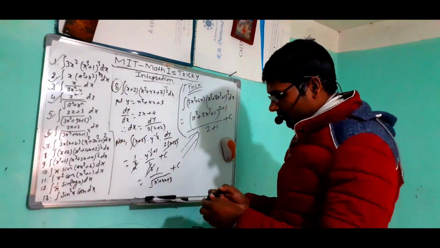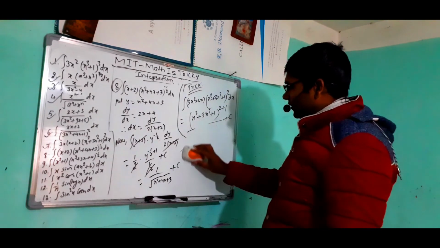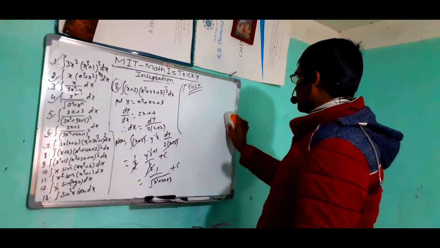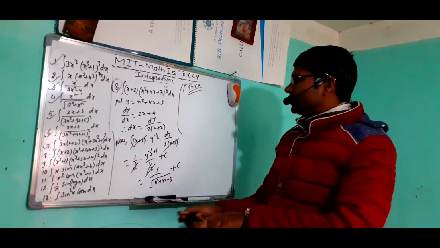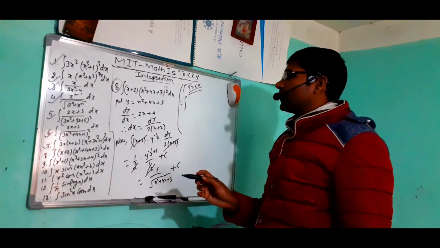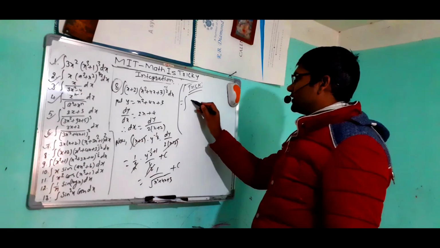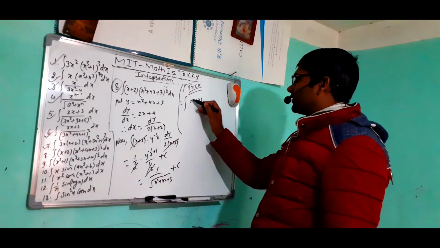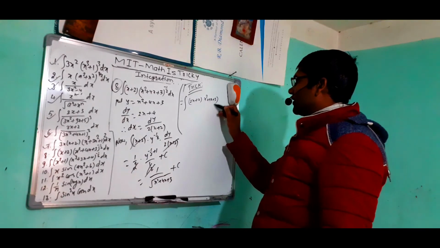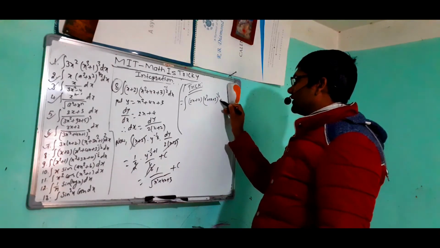That's it. Now let's see how we can solve the same problem by the trick method. By the trick method also we can solve that. So now, as before, you just write the derivative of the base first. It is 2x plus 4, and then (x square plus 4x plus 3) whole power minus 1 by 2 dx.